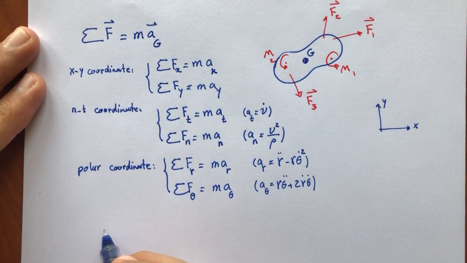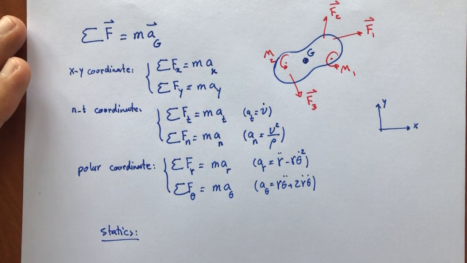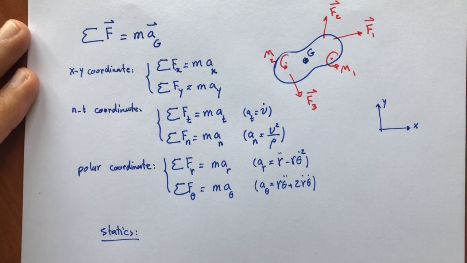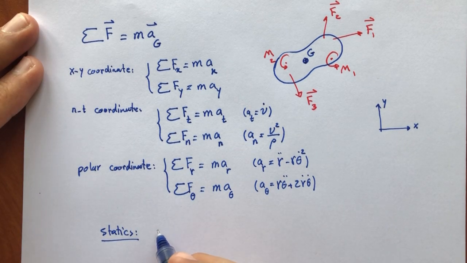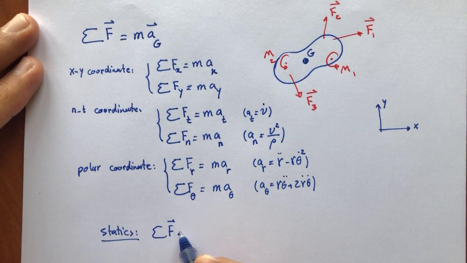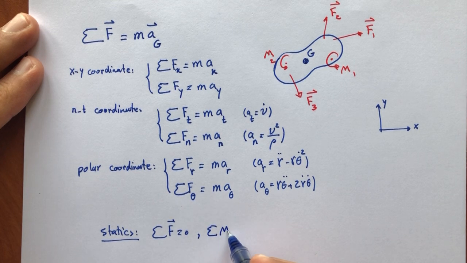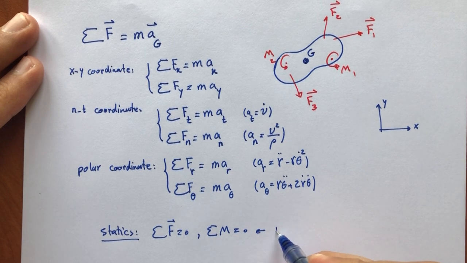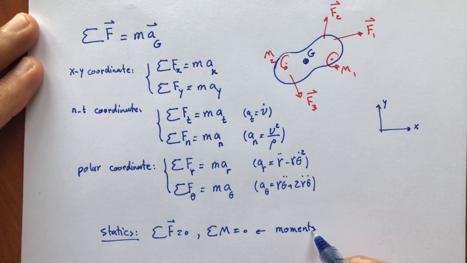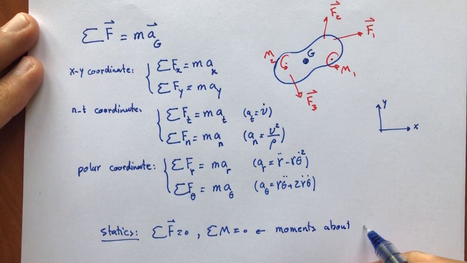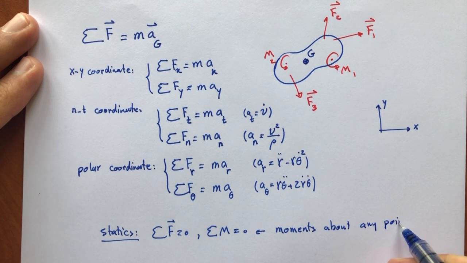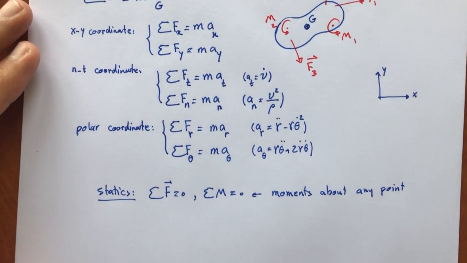In statics, if you remember, whenever something is moving with a constant velocity, or it is in a stationary condition, which we call a static condition, the sum of the forces is equal to 0. Sum of the forces in any direction is equal to 0. And sum of the moments about any point is equal to 0 if you have a static condition.